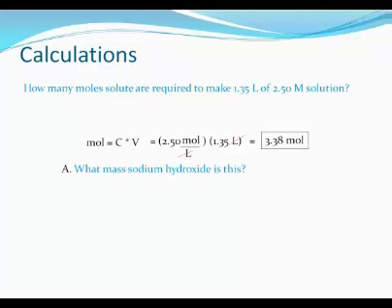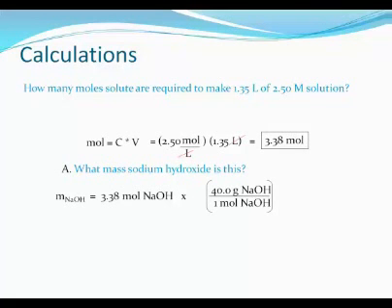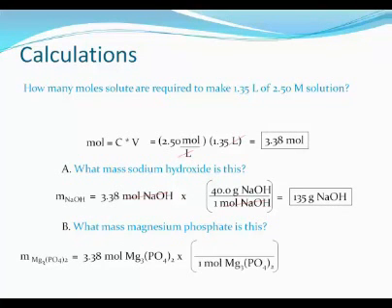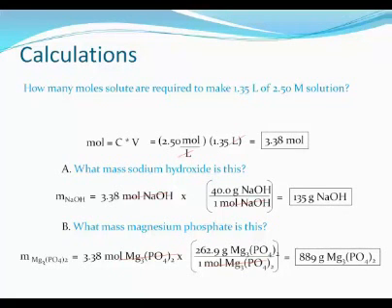If, for example, it was a solution of sodium hydroxide, you would take the number of moles and you would multiply that by the molar mass of sodium hydroxide, which is 40 grams per mole, and we will come out with a value of 135 grams. If, on the other hand, we were looking for magnesium phosphate, you would take the 3.38 moles of magnesium phosphate times the molar mass of magnesium phosphate over a mole, and we end up with an answer of 889 grams of magnesium phosphate. So it depends on the identity to make up the solution.